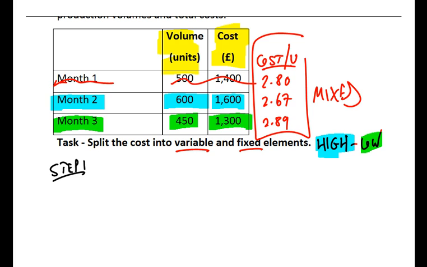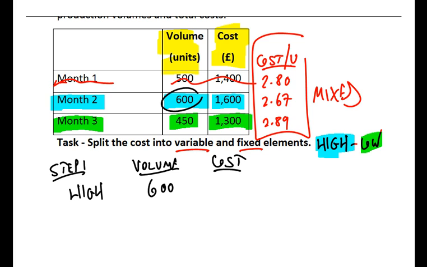Well, first step of the high-low method is to look at the high and low figures for both volume and cost. So, the high volume figure, which was for month 2, was 600 units, and the low volume figure, which for month 3 was 450 units, and work out the difference.